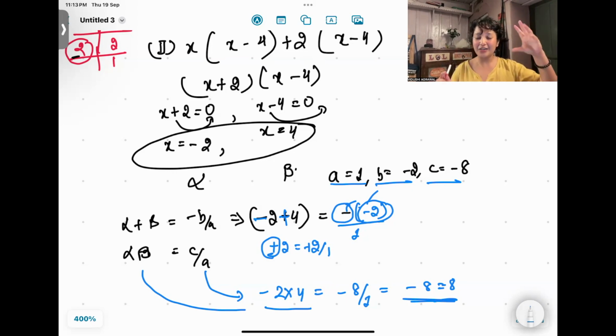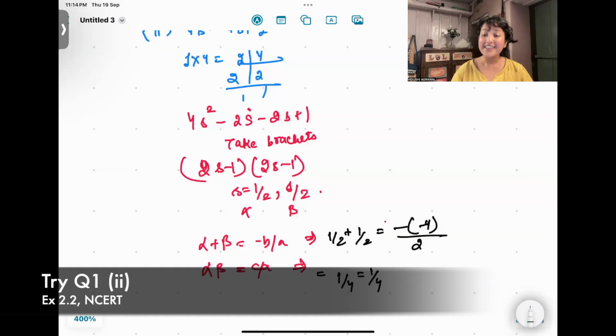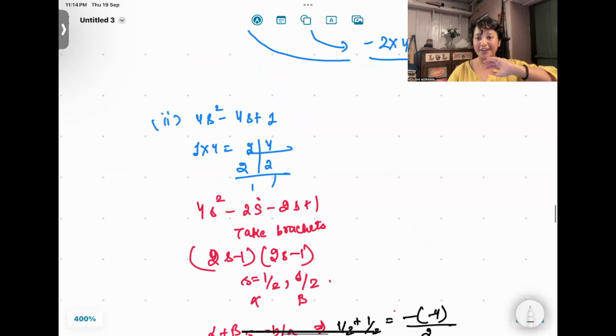Just pause this video for a minute or two, solve it, and then check if you did it right or not. So yeah, I solved it over here. You check it after a minute or two, however much time you want to take. That's up to you.